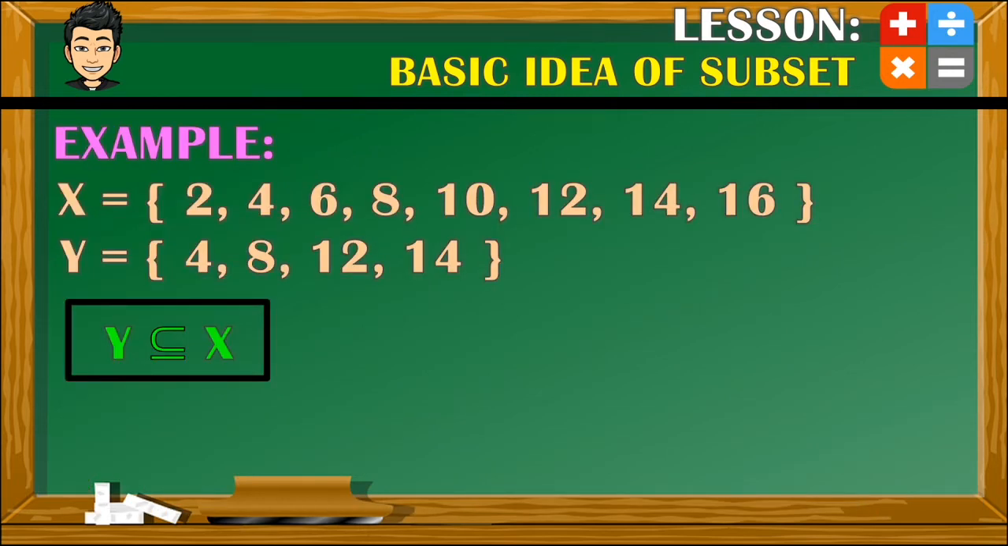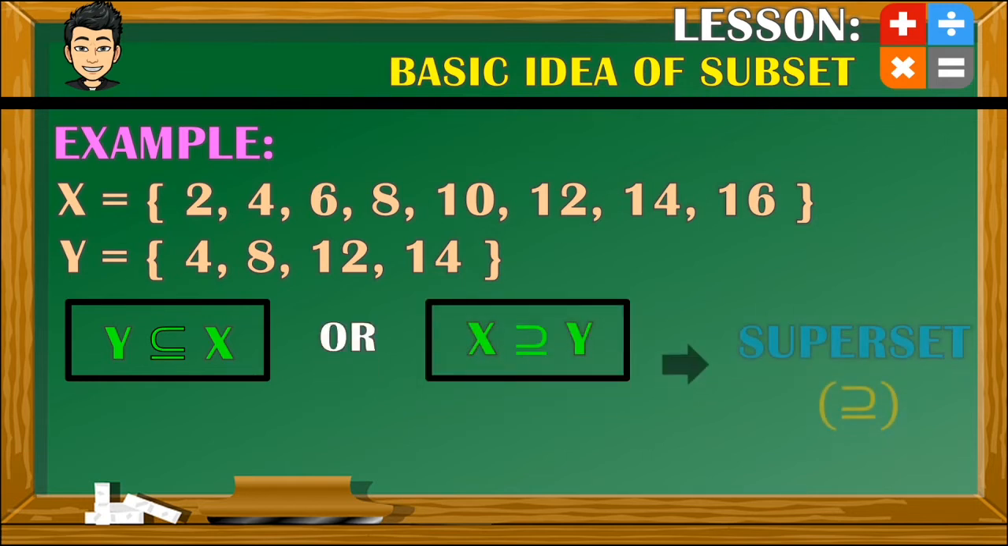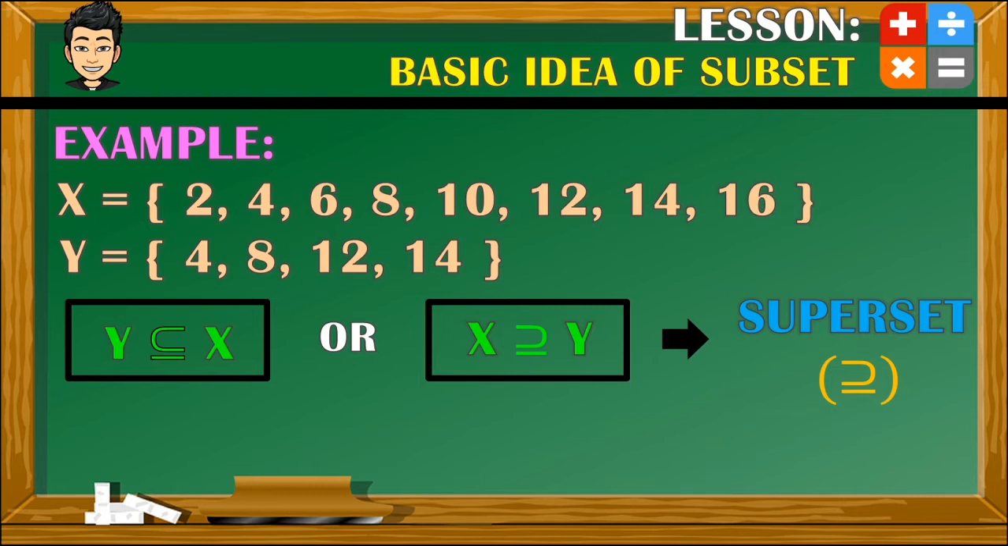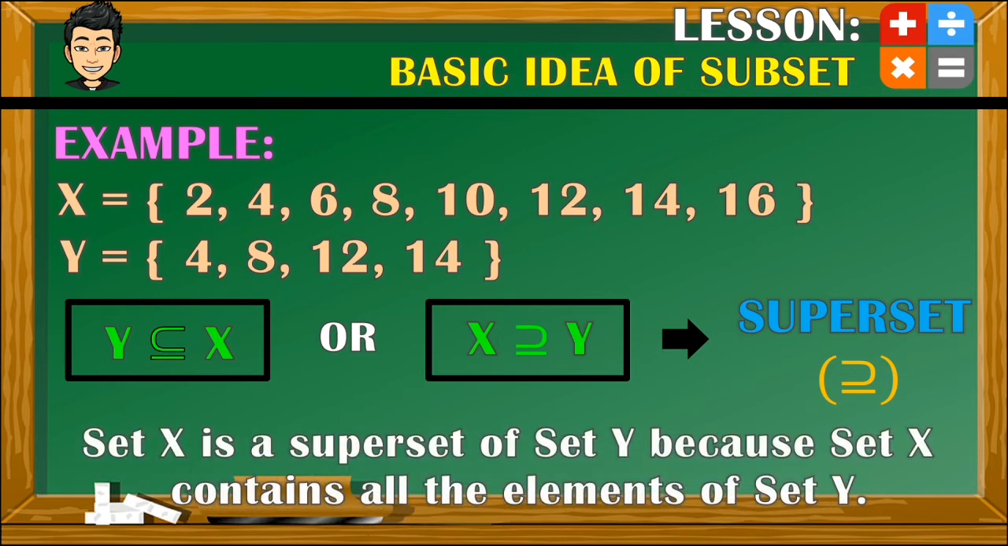Just like what I have mentioned, we can state the answer the other way around using superset. Since set X is the larger set and set Y is the smaller set, or what we call subset, we can say that set X is a superset of set Y because set X contains all the elements of set Y.